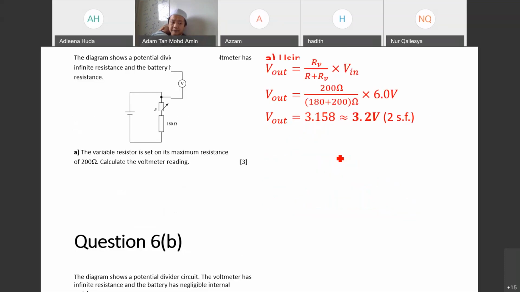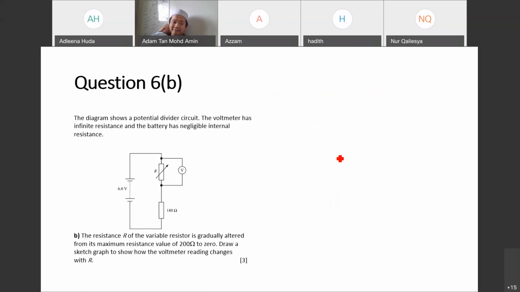Okay. Part B. This is where it gets interesting. So the resistance R of the variable resistor is gradually altered, or reduced, from its maximum resistance value of 200 ohms to 0 ohms. So now draw a sketch graph to show how the voltmeter reading changes with R.